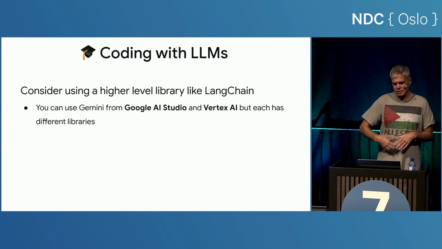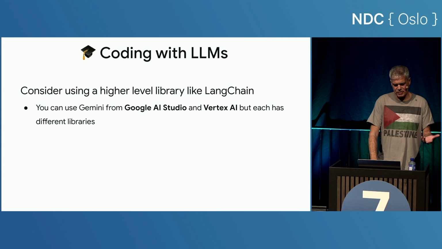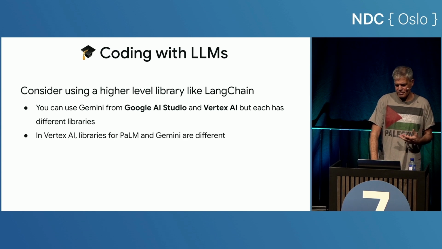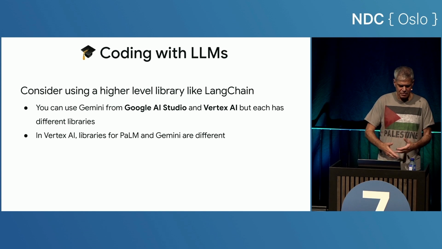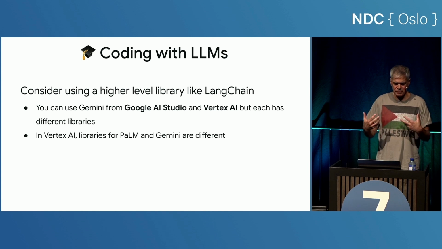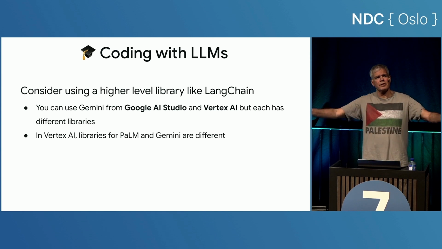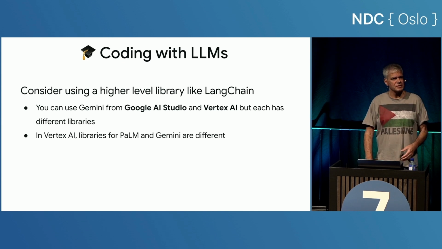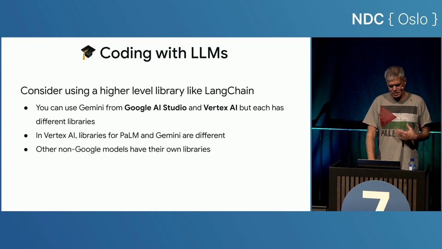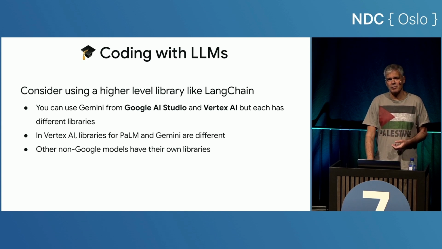Consider a higher level abstraction layer like LangChain. There are different APIs available from Google or any other supplier of a large language model. You can embed those into your application. In Vertex AI, we have different libraries, as Mete mentioned, for Palm and Gemini. And that's just within Google. And now, if you want to support other LLMs, you're looking at a constellation of interfaces across the industry. So you want to be able to not have to spend a lot of time reinventing the wheel every time a new LLM is available.